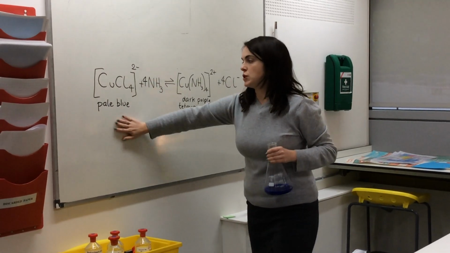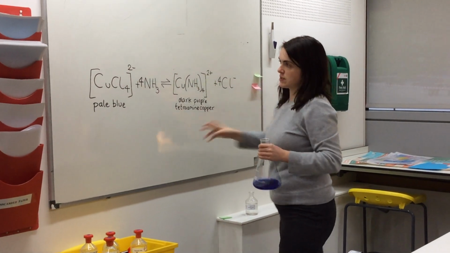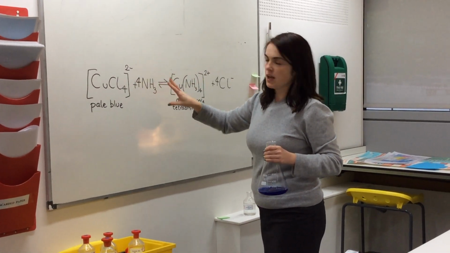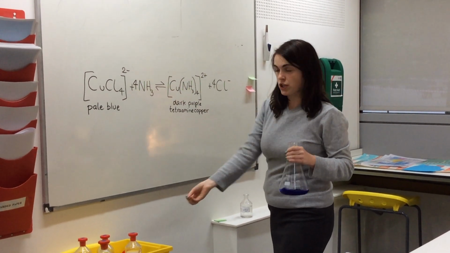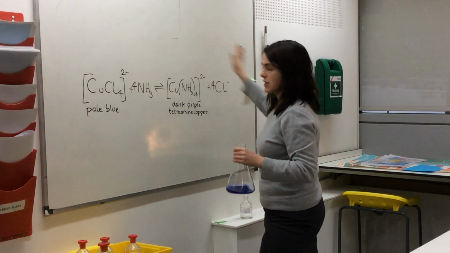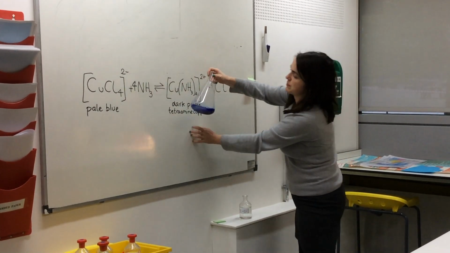So I was able to push the position of the equilibria over to the right because I put tons and tons and tons of this in. It was reacting together. The position of the equilibria shifted to oppose the change that I was making, and it shifted it to the right. So now I'm left with this.